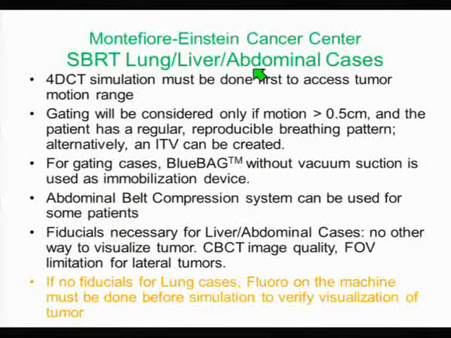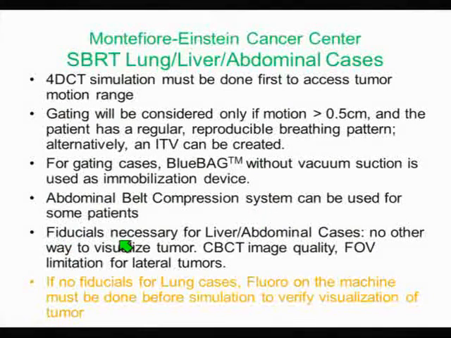For SBRT lung, liver, abdominal cases, 4D CT simulation must be done first to assess tumor motion range. Gating can only be considered if motion is more than 5 millimeters and the patient has a regular, reproducible breathing pattern. Alternatively, an ITV can be created. For gating cases, you cannot really use the blue bag with the suction because you don't get the gating signal. So we sometimes use an abdominal belt compression system, but many patients cannot tolerate that.